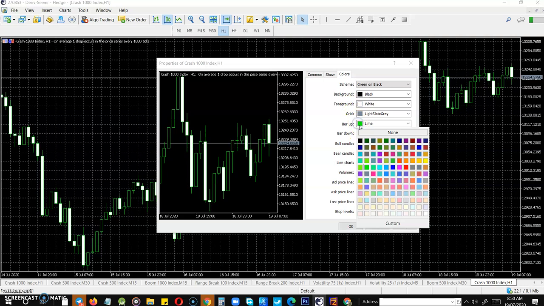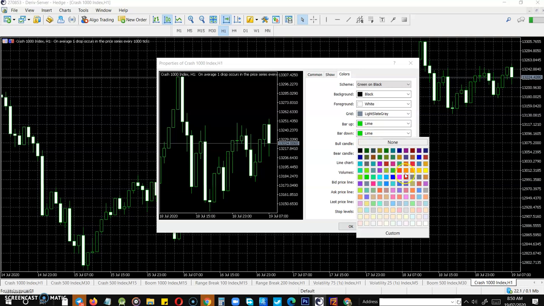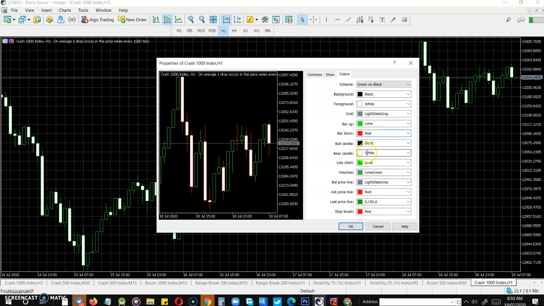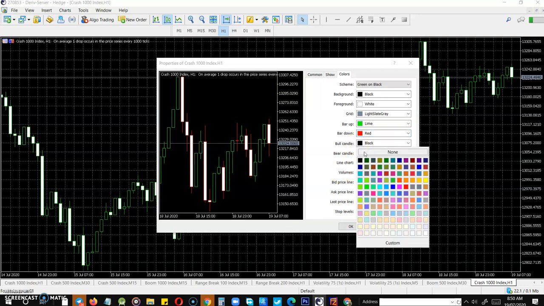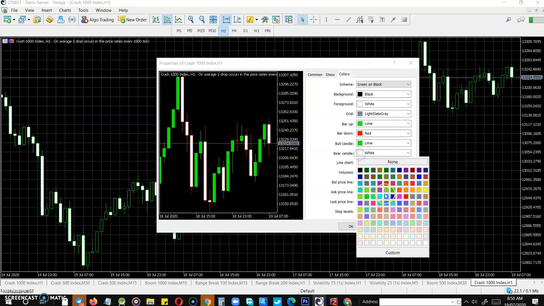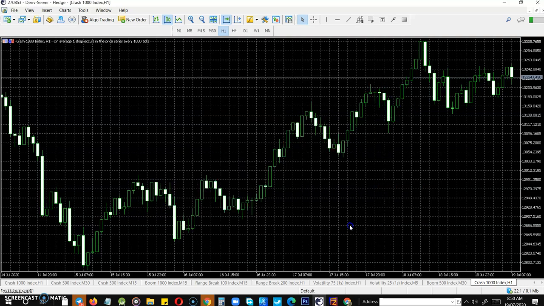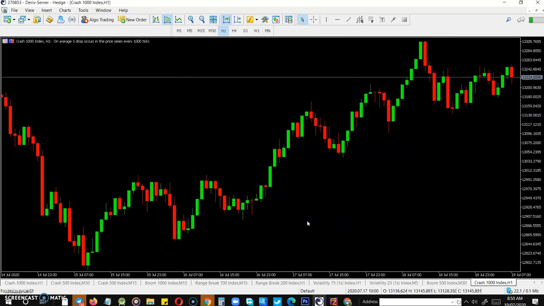Bar up should remain lime. Then bar down should be changed to red. Then bull candle should be lime. You select lime. Then bear candle should be red. Select red. We are done. You click OK. As you can see, our chart has changed. It looks clearer now. Very presentable. So let's continue.